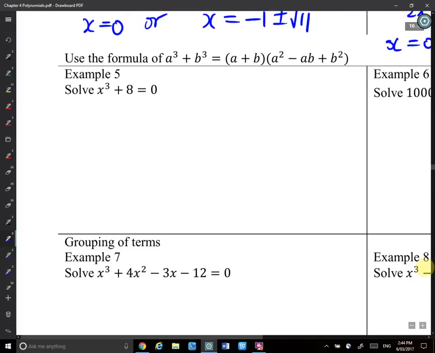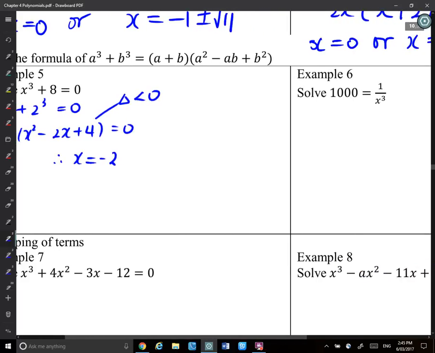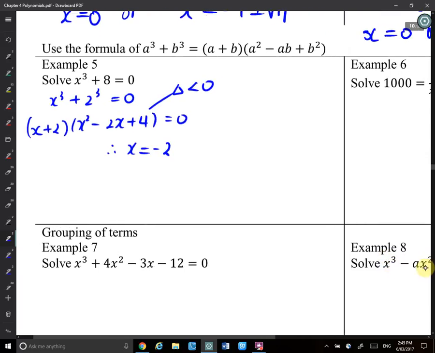Okay, for this one, I can have x cubed plus 2 cubed equals 0. Then (x plus 2)(x squared minus 2x plus 4) equals 0. So x will be negative only, because that discriminant will be smaller than 0 forever. So that is smaller than 0. I have x equals -2 for the first one.